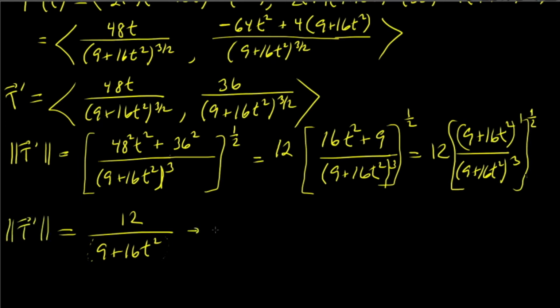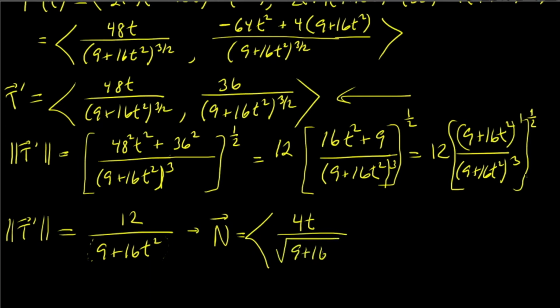Now we can find the normal vector n. We just take what's in brackets up here, and then divide by the square root of 9 plus 16t squared. So 48t divided by 12 is just 4 times t, and in the numerator you'll get 9 plus 16t squared, so in the denominator you'll still be left with a square root of 9 plus 16t squared. 36 divided by 12 is 3, so you get 3 divided by the square root of 9 plus 16t squared.